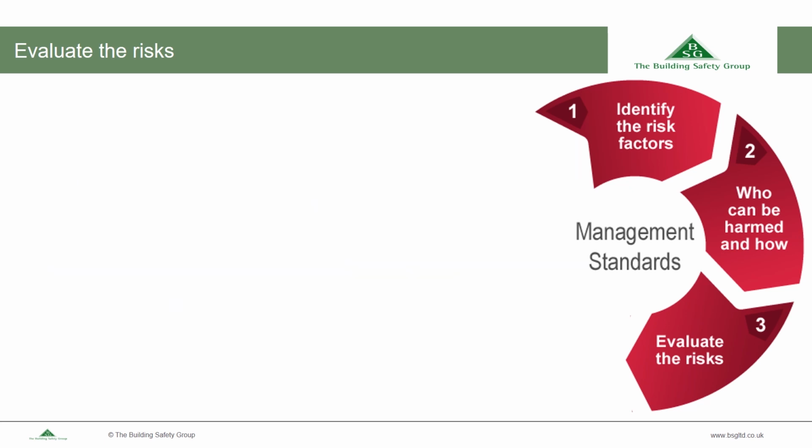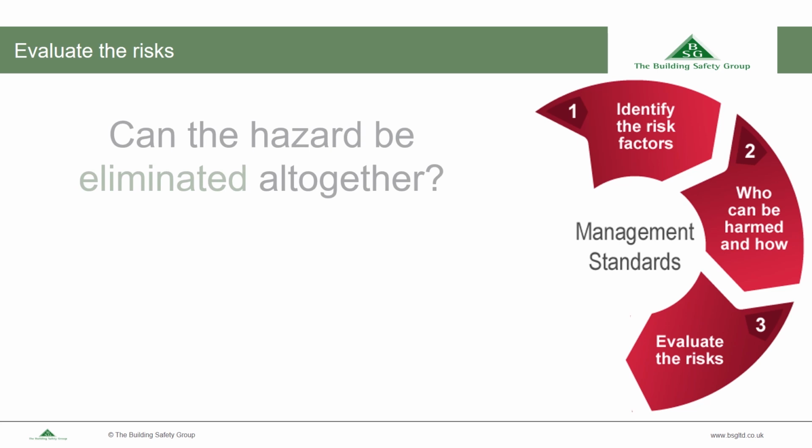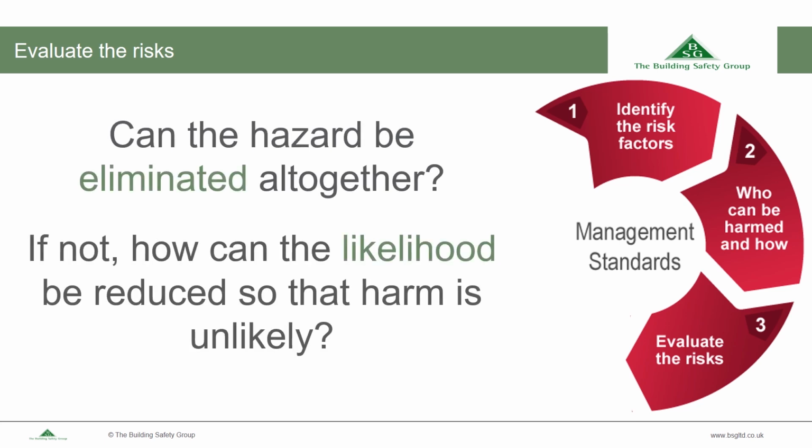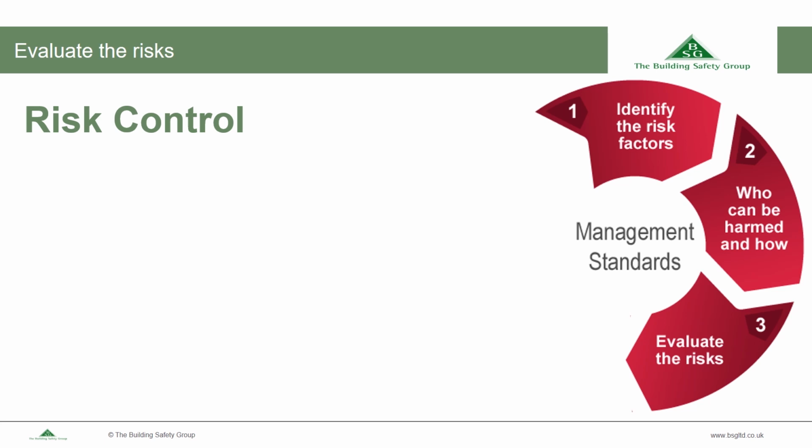Look at the control measures already in place. Can the hazard be eliminated altogether? If not, how can the likelihood be reduced so that harm is unlikely? Take practical steps, including a less risky option, preventing access to the hazard, organising your work to reduce exposure to the hazard, issuing protective equipment, providing welfare facilities such as first aid and washing facilities, and involving and consulting the workforce. Risk control is the process of designing, implementing and maintaining measures which reduce a particular risk.